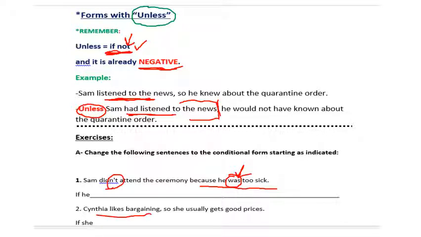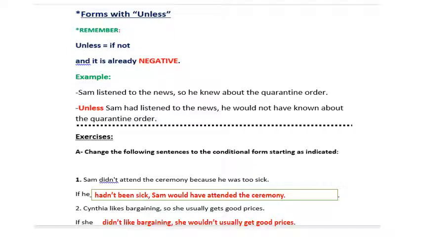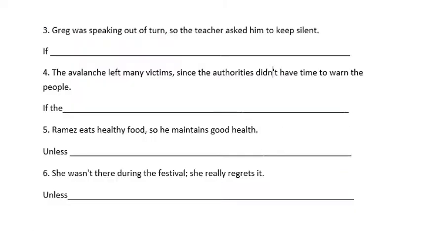Because she likes bargaining. If she likes, move one step back in the timeline: present simple, past simple, and negative. If she didn't like bargaining, remove the so, she wouldn't usually get good prices. Positive becomes negative, and we use would plus base form. Those are the answers.